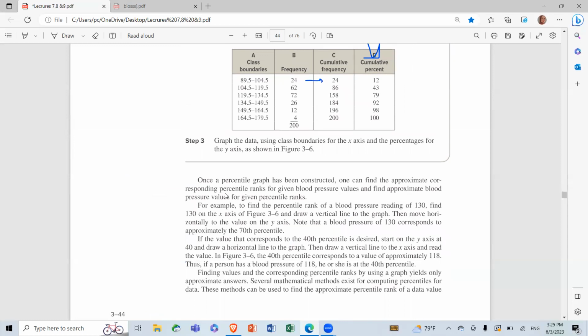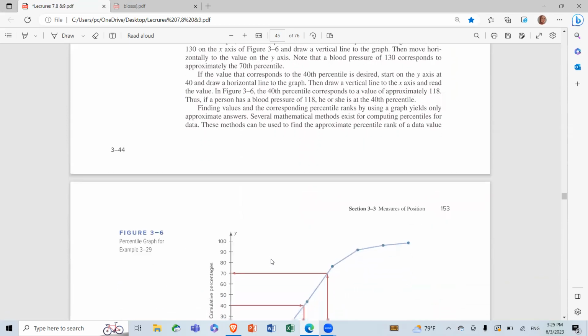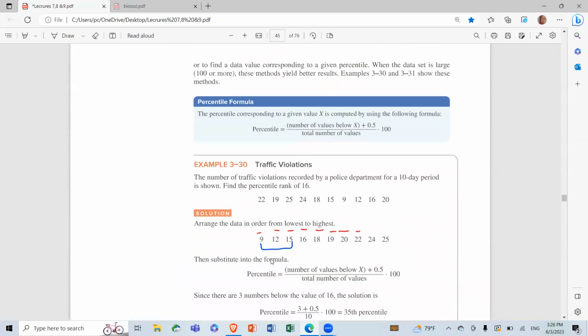Okay, once a percentile graph has been constructed, one can find approximate corresponding percentile ranks for given blood pressure values and find the approximate blood pressure values for a given percentile rank. For example, to find the percentile rank of a blood pressure reading of 130, find 130 on the x-axis of figure 3.6. Okay, no problem.